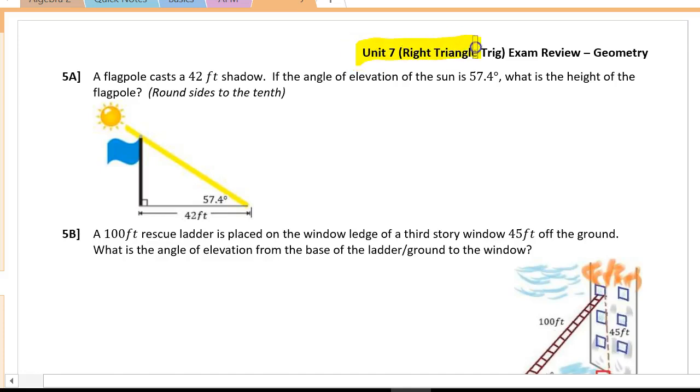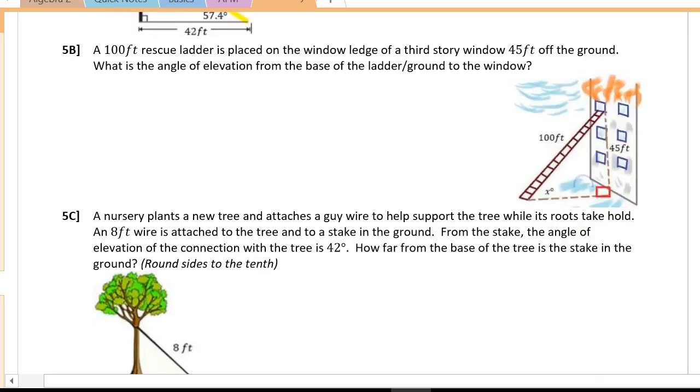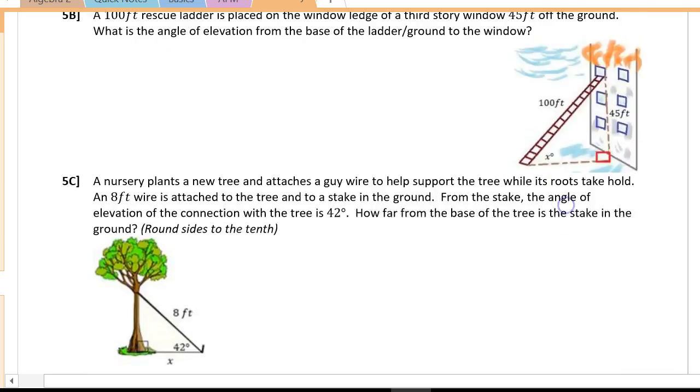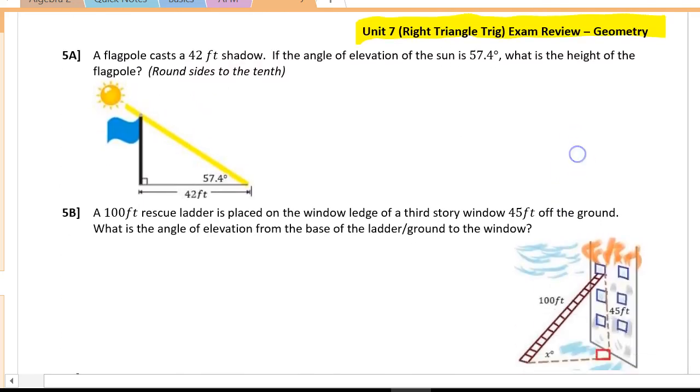This video is for the last page of Unit 7 review, 5A, 5B, 5C, and 5D. These involve application problems of right triangle trig. So in each of these cases, we're going to go ahead and read the word problem and then take a look at our diagram and see what we can do.